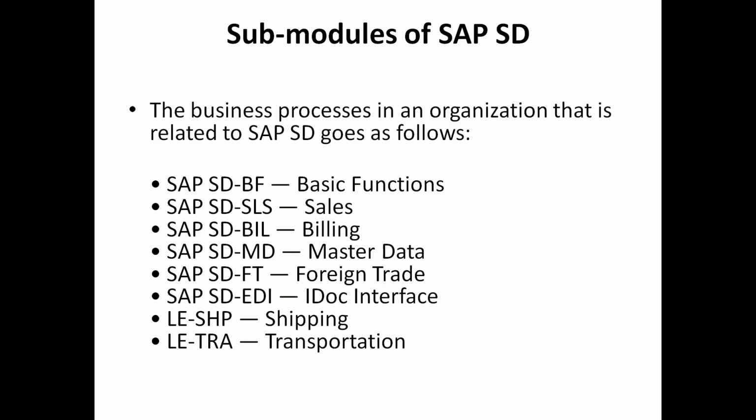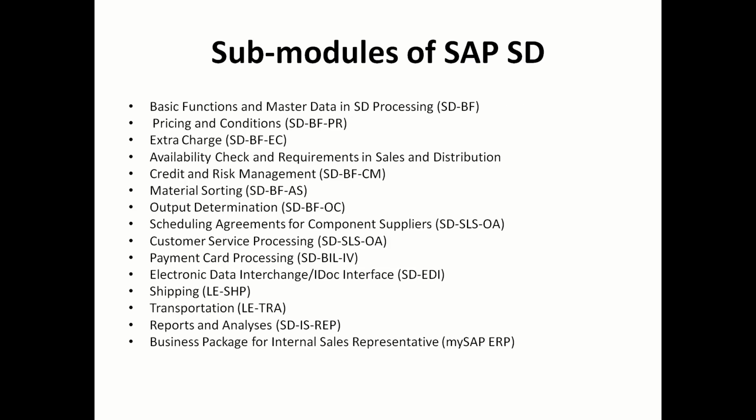Now, the various submodules of SAP SD include SAP SD basic functions, SAP SD sales, SAP SD billing, likewise the master data, foreign trade, IDOC interface, shipping and the transportation. These submodules help manage different business requirements in the sales and the distribution. Likewise, others are also available in this PPT. If you want to take the screenshot, you can take it.